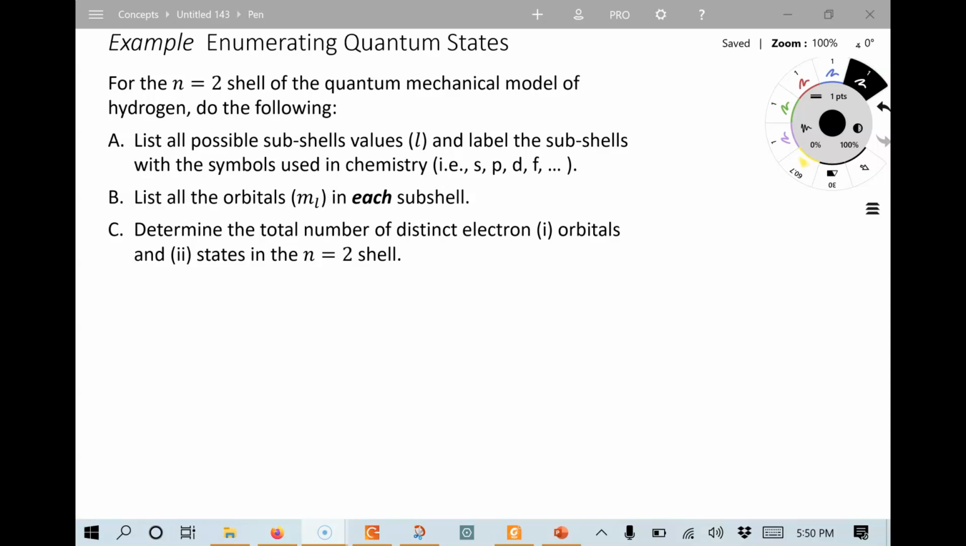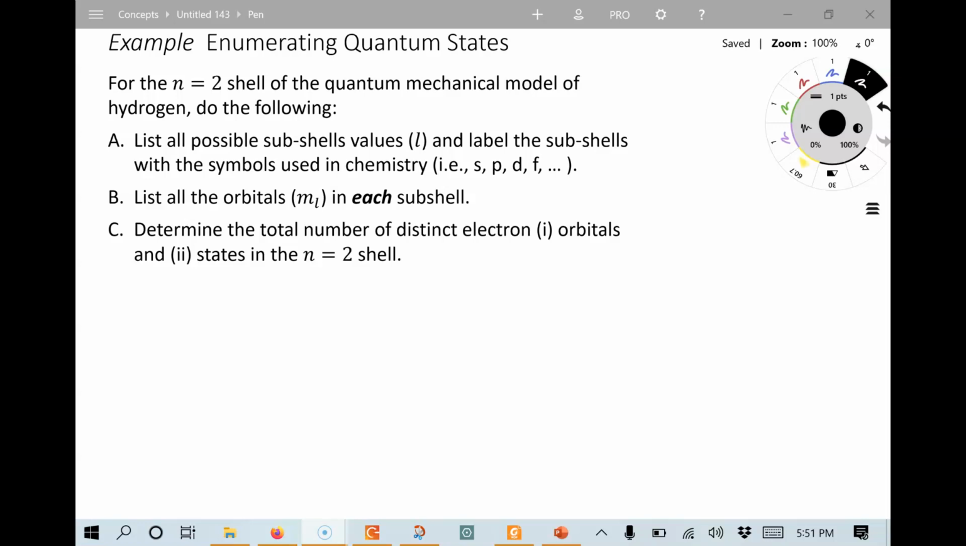Hi, this is an example problem enumerating quantum states from chapter 30. We're going to learn how to write out and describe, count in other words, the various quantum states. It's a little tricky at first, but we're going to figure out how this goes. So for this problem, it says for the n equals 2 shell of the quantum mechanical model of hydrogen, do the following.